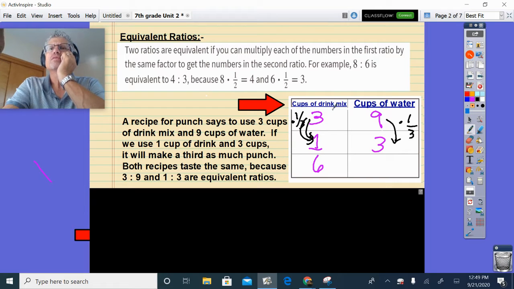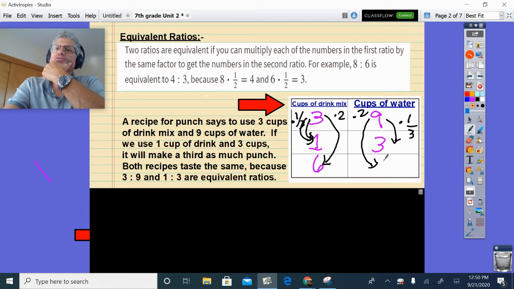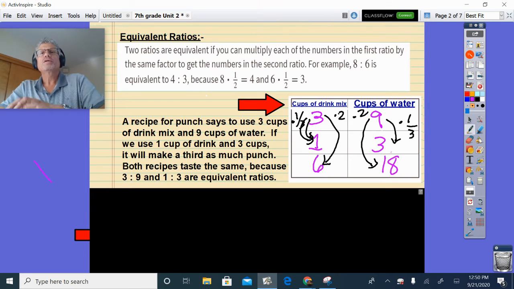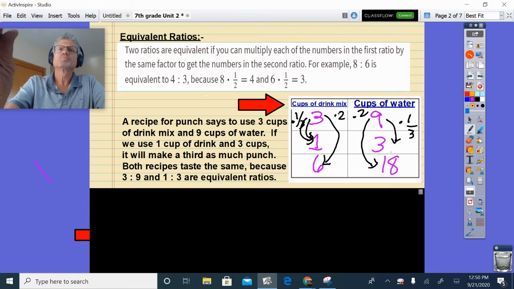Well, let's look at that. How do I get from 3 to 6? Well, I multiply by 2. So what happens when I multiply? Since I have to use the same factor, I multiply 9 times 2, and what do I get? I'll get 18 cups of water. These are all examples of equivalent ratios.